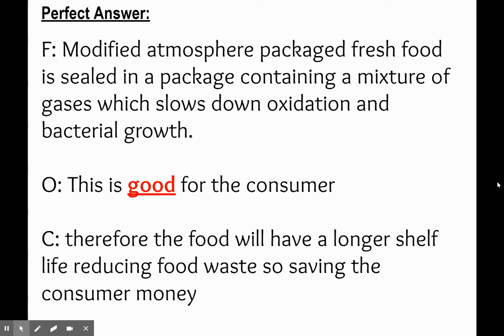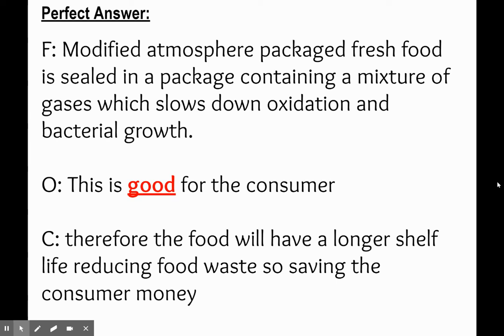So this is exactly what we would need. Modified atmosphere packaged fresh food is sealed in a package containing a mixture of gases which slows down oxidation and bacterial growth. This is good for the consumer. I have made sure I've linked back to a consumer and have given my opinion. Therefore, the food will have a longer shelf life, reducing food waste, so saving the consumer money.